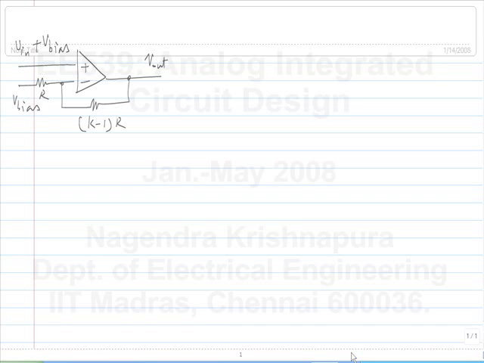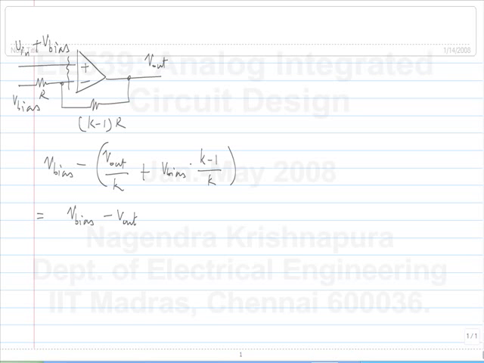So if you evaluate what appears at the input of the op-amp because of the feedback network, when V in equals 0, what is it? It will be V bias minus V out by K plus V bias times K minus 1 by K. Okay? Which basically means it is V bias minus V out.